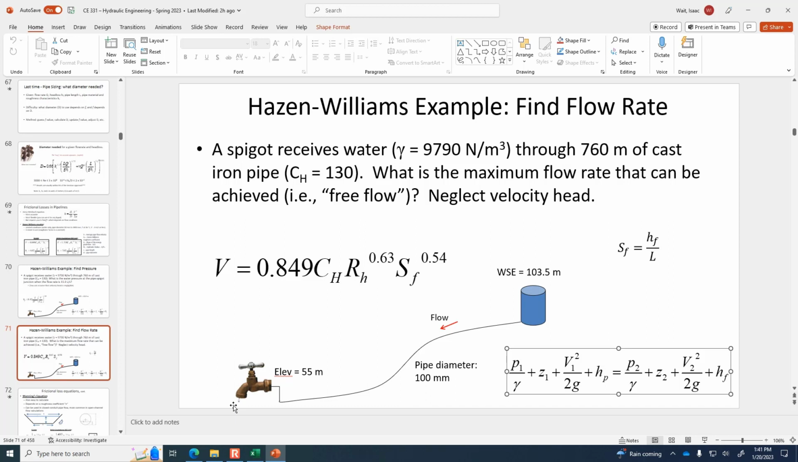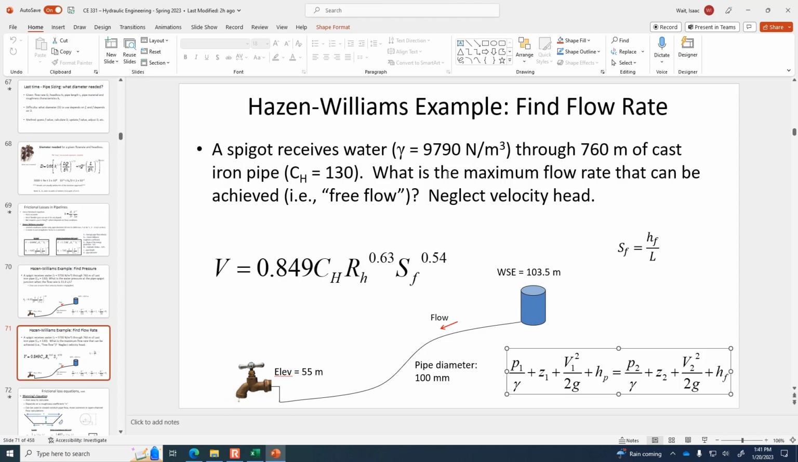The velocity at 1 is 0 because it's in that tank, and this is telling us to neglect the velocity head at 2. Even though the water is moving, it's such a small effect that we're going to neglect V2. And so there's no pump here. And what that tells us is H sub F is Z1 minus Z2. So all of the energy that was in the water inside of this tank is exerted by the time it gets out to the pipe.